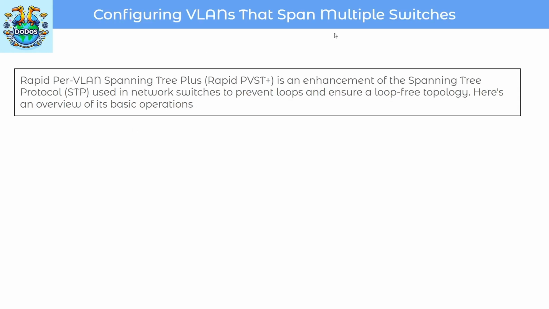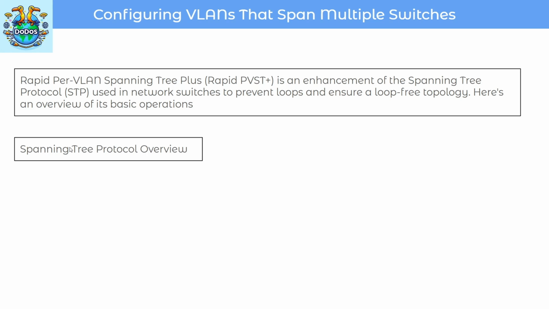Configuring VLANs that span multiple switches. Rapid Per-VLAN Spanning Tree Plus, or Rapid PVST+, is an enhancement of the Spanning Tree Protocol, or STP, used in network switches to prevent loops and ensure a loop-free topology. Here's an overview of its basic operations. So here's the overview.